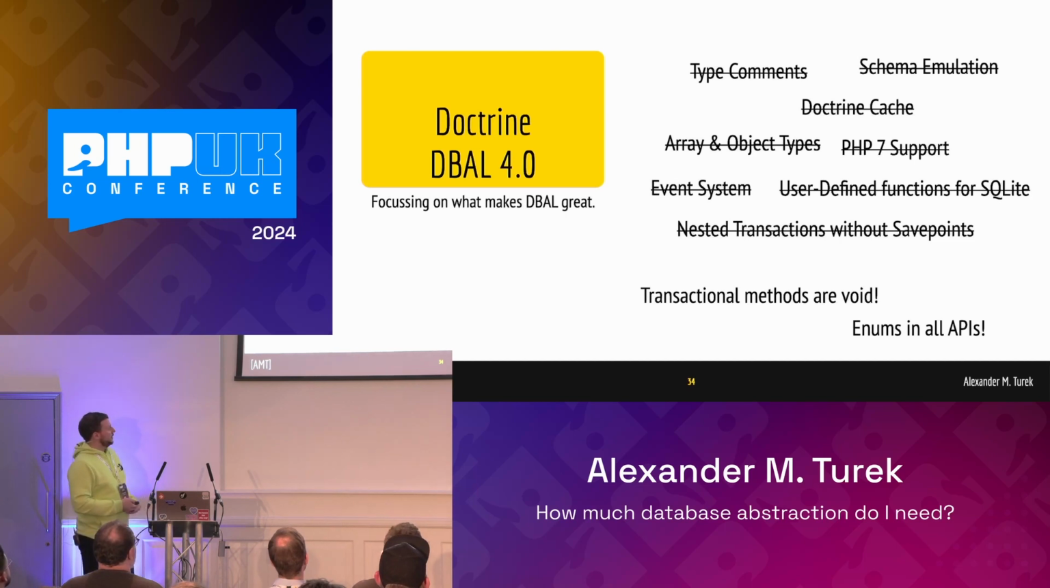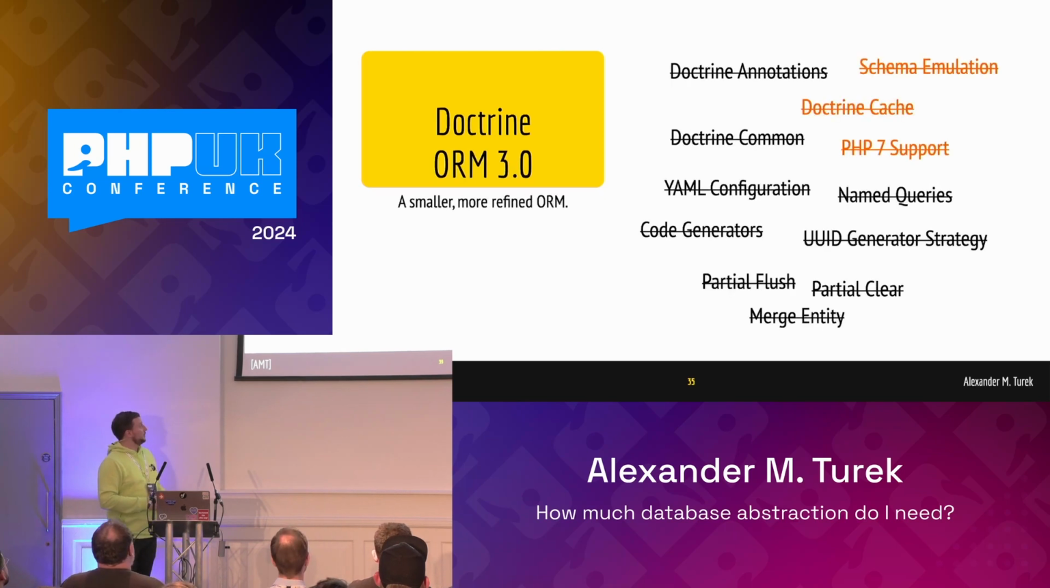We have removed the event system because in most cases, the event system was redundant after the introduction of the middleware layer. So the event system is gone. The rest you can look up. For the ORM, we have released ORM 3, which is the first major release in something like 12 years. So we really had a lot of stuff that we wanted to throw out.